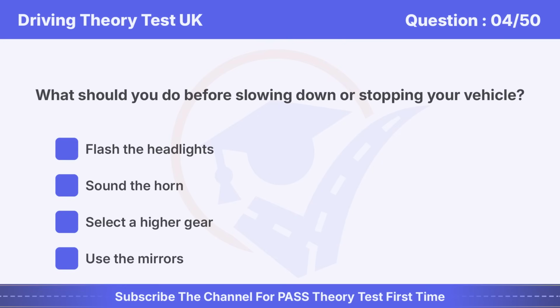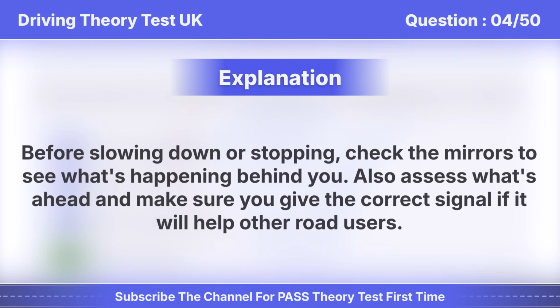Question 4. What should you do before slowing down or stopping your vehicle? Answer is D. Use the mirrors. Before slowing down or stopping, check the mirrors to see what's happening behind you. Also assess what's ahead and make sure you give the correct signal if it will help other road users.